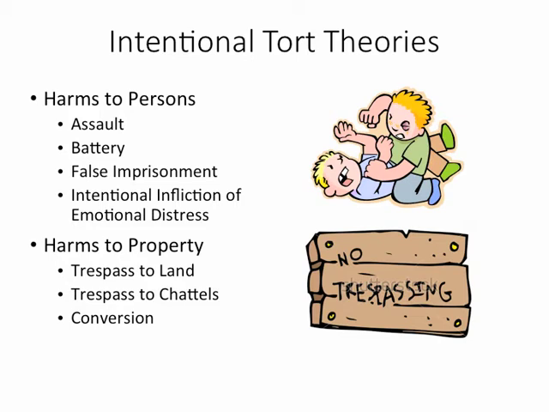The other category of harms against property includes violations of real estate and personal property. Trespass to land is directed against the violations of real estate, and the personal property torts are trespass to chattels and conversion. These two torts are very similar. They're just variations of degree. Trespass to chattels typically handles less serious intrusions upon personal property, and conversion is used for more serious intrusions upon personal property.